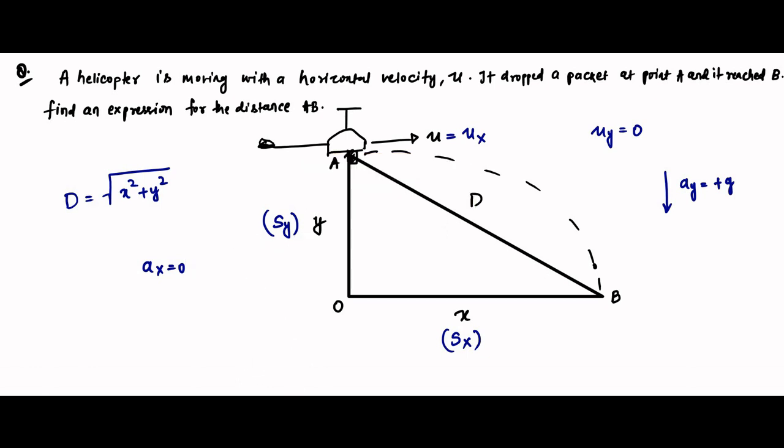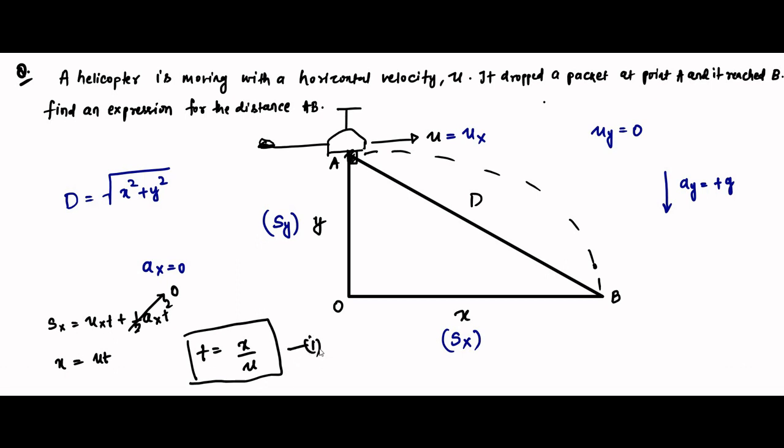Now first we'll apply the equation Sx is equal to uxt plus 1/2 ax t square. Now ax is equal to 0, so this whole term will become 0. So we'll simply have Sx is equal to uxt. So we'll write Sx, that is x, is equal to ux, that is u into t. So t is equal to x by u. This is one expression, equation 1: t is equal to x by u.